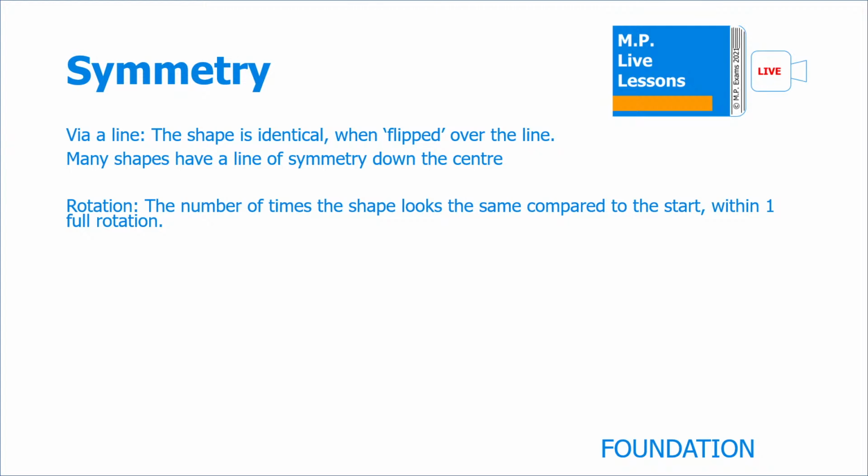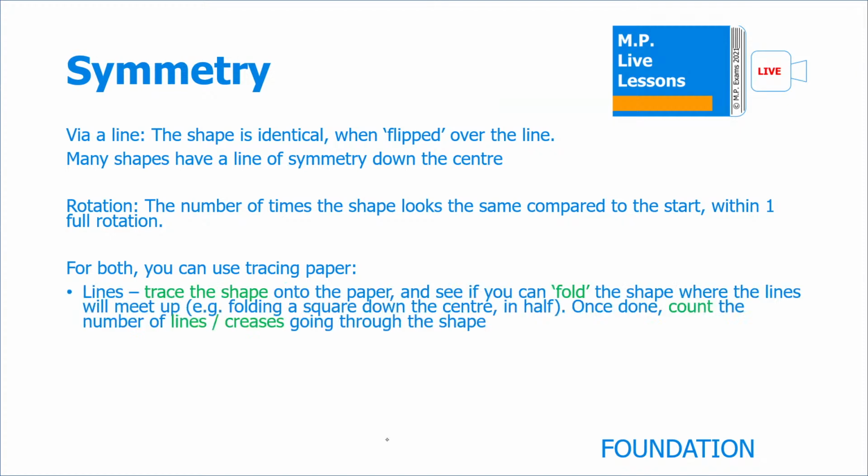Now, to look at lines of symmetry, it can be hard at first, but it can be made easier by doing a few things. For example, you could use tracing paper, which you can get in the exam. For lines, you would trace the shape onto the paper and see if you can fold the shape where the lines meet up. For example, folding a square down the center in half. And once you've done that, as many folds as you can, count the number of lines or creases going through the shape. That's the number of lines of symmetry you've made.